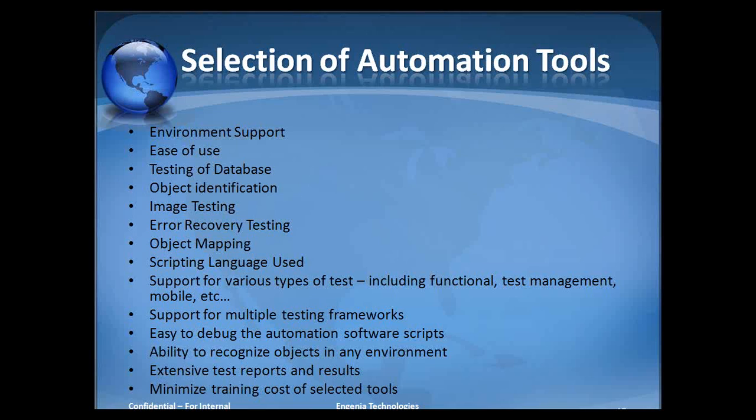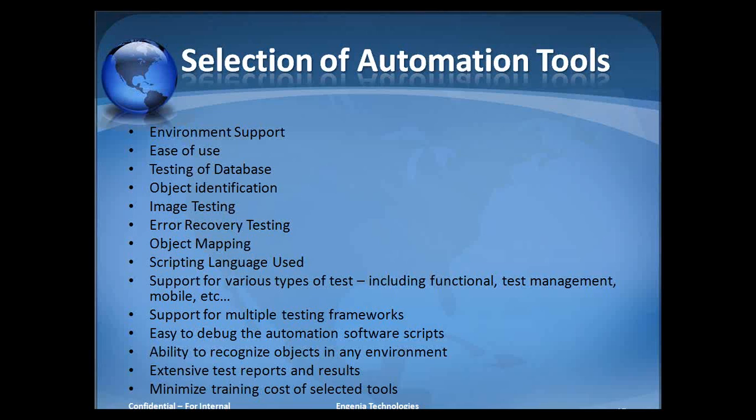For example, environmental support. What type of environmental support is being given by various vendors? First of all, you have to identify all the vendors, and then you can use this kind of checklist to evaluate the performance of those tools or those vendors. The second point is ease of use: how easy the tool is to use, how much training time you would afford to give to your own employees. And then testing of database. For example, how robust the database of that particular application is and what all databases it can support.